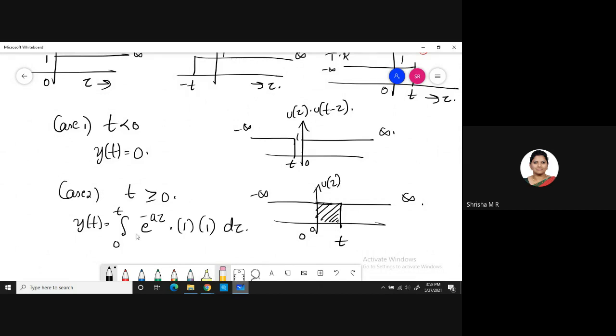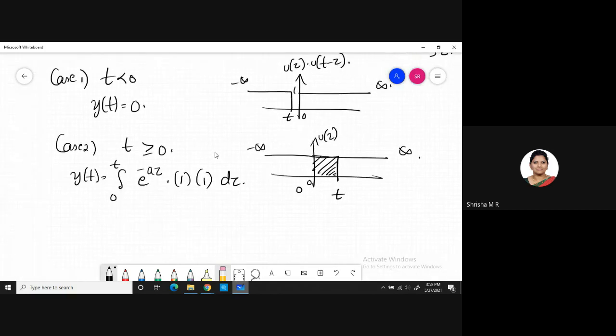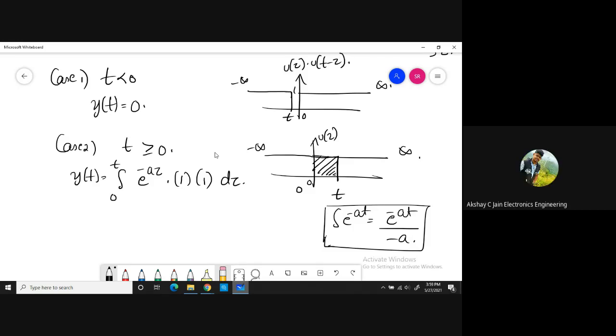So now you find the integration of e power minus a tau. What do you get? If you integrate e power minus a tau, what will you get? E power minus a tau by minus a, correct? Yes or no? Yes, ma'am. So you have e power minus a tau divided by minus a with limits 0 to t.